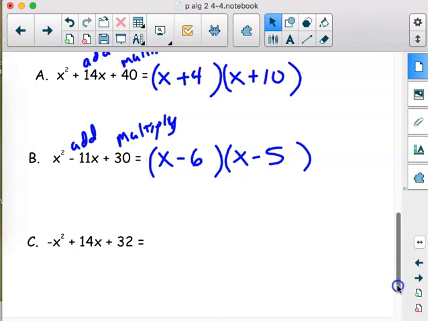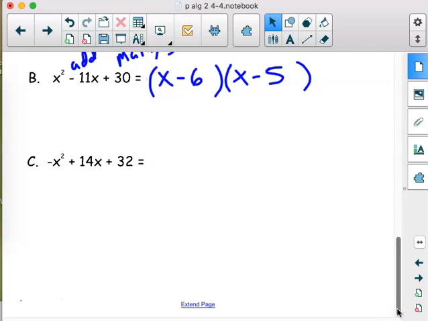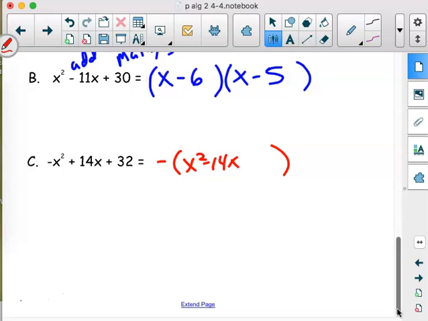Alrighty, take a look at C. I think we have some work to do before we can get to that factoring piece we were just doing in B. What do we have to do first? Pull the negative out. Good, 2 people told me. Fabulous. So we will have x squared minus 14x minus 32.